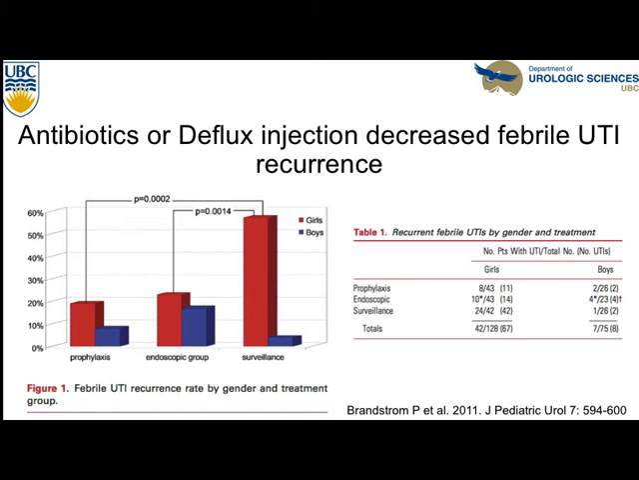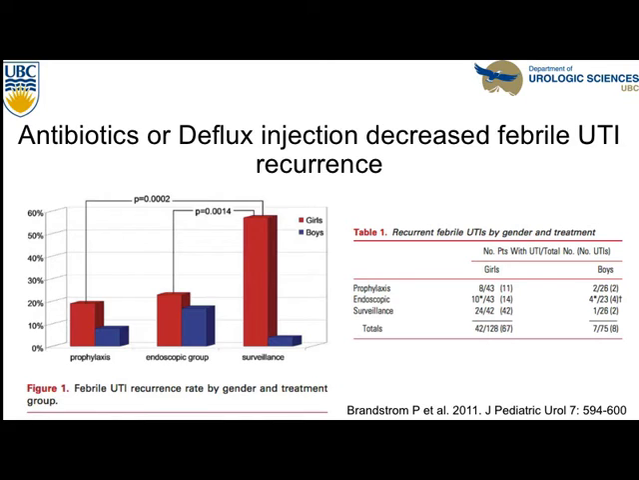When they looked at their outcome of interest, which was recurrence of febrile UTI, they found that endoscopic treatment or antibiotic prophylaxis significantly decreased recurrence versus surveillance. It's on the left-hand side.